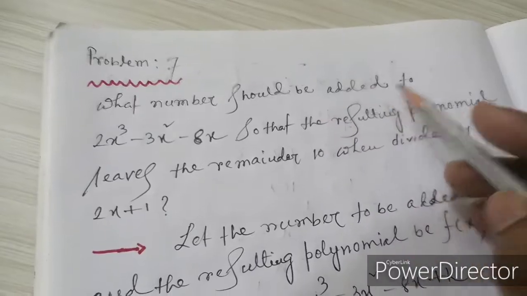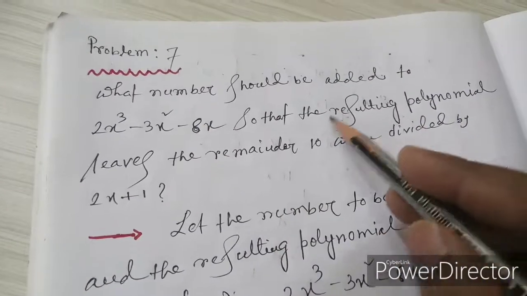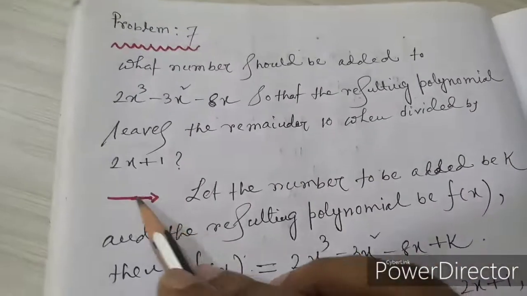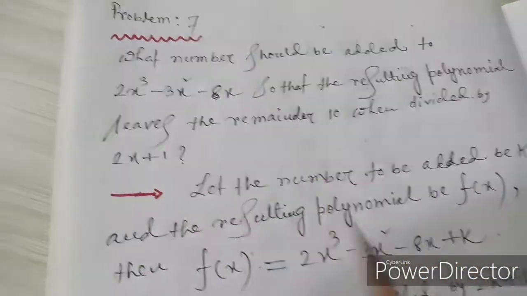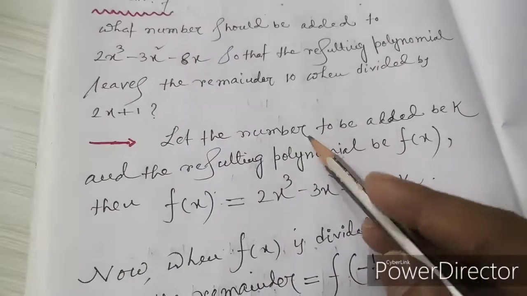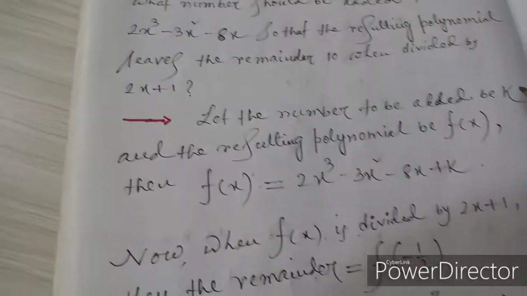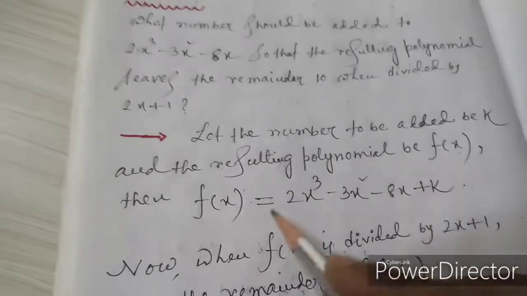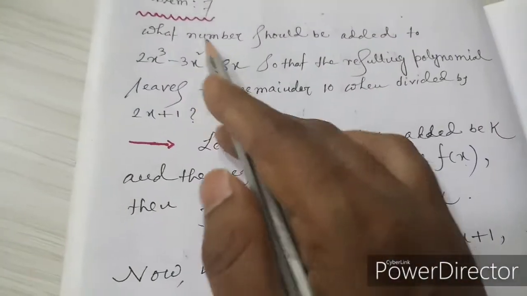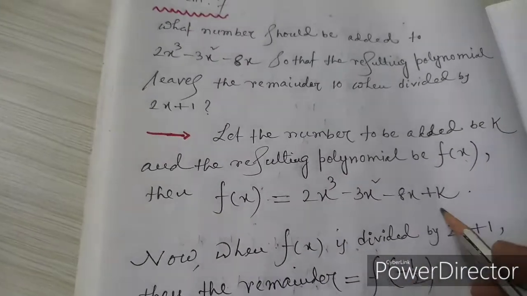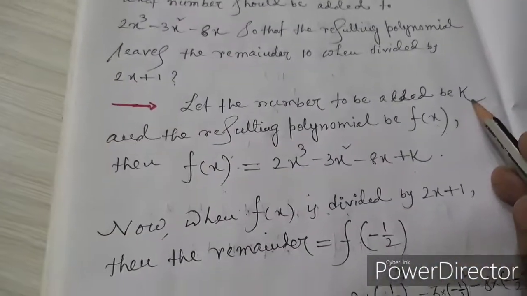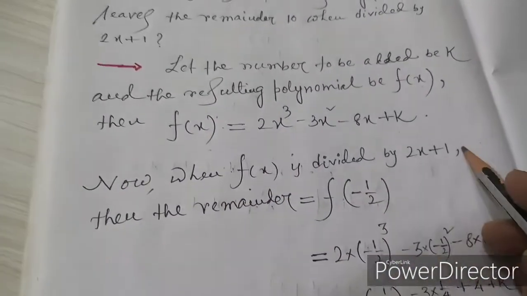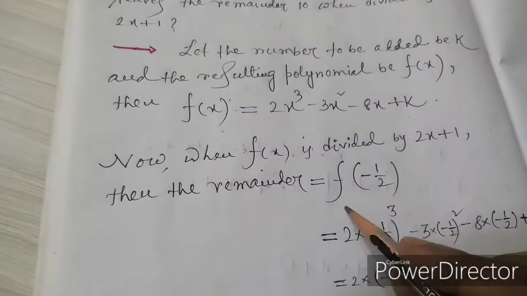What number should be added to this polynomial so that the resulting polynomial leaves a remainder 10 when divided by 2x plus 1? Okay. So how to solve it? Let the number to be added be k and the resulting polynomial be f(x). Then obviously f(x) equals this polynomial plus k, because we have to add k here. So now when f(x) is divided by 2x plus 1, the remainder should be f of minus half.